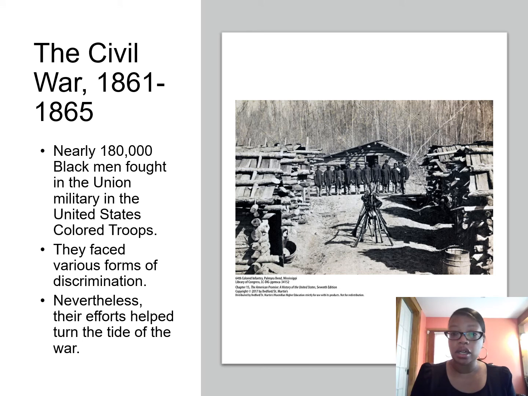African Americans were eager to fight in the war. Regardless of what politicians said, they immediately understood that this war was about slavery. And so they eagerly wanted to join up and fight on behalf of the Union and on behalf of their freedom. Nearly 180,000 black men fought in the Union military in the United States Colored Troops. They faced various forms of discrimination. For example, there were pay disparities between black soldiers and white soldiers. But despite all of this, they continued to fight valiantly, and their efforts helped turn the tide of the war.